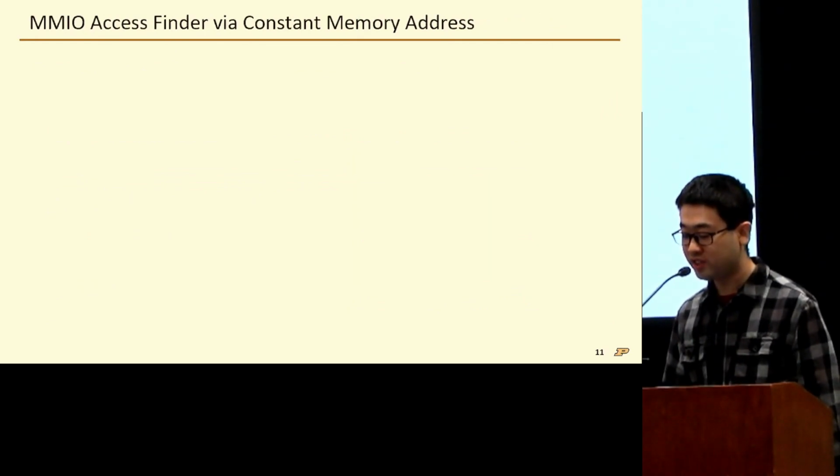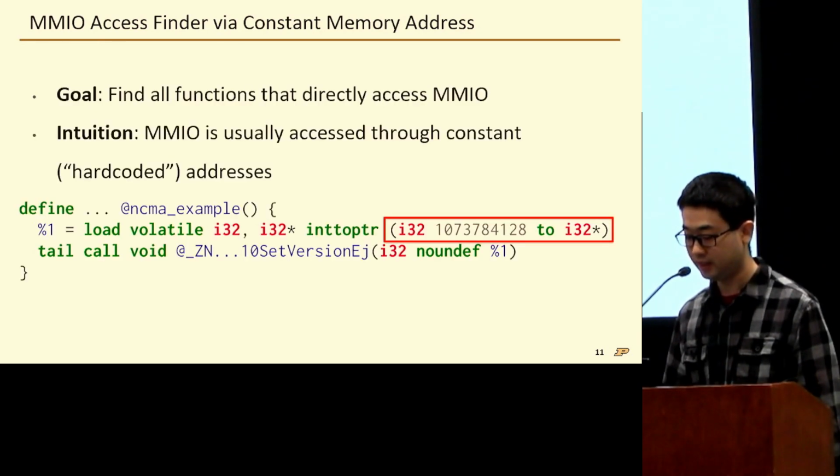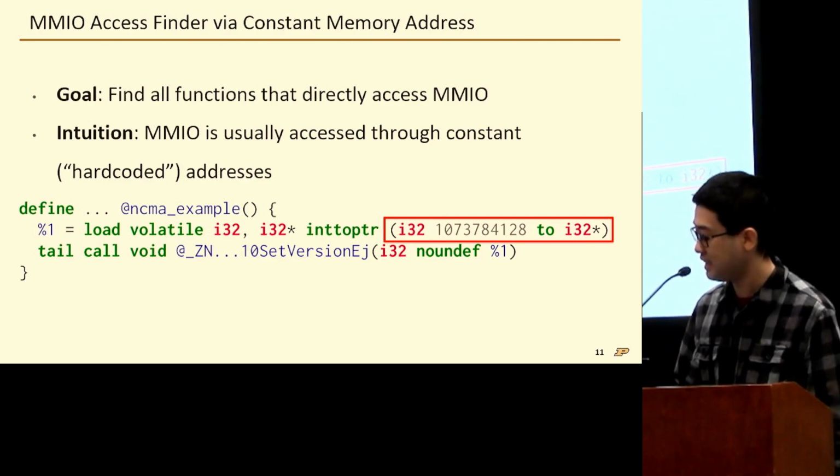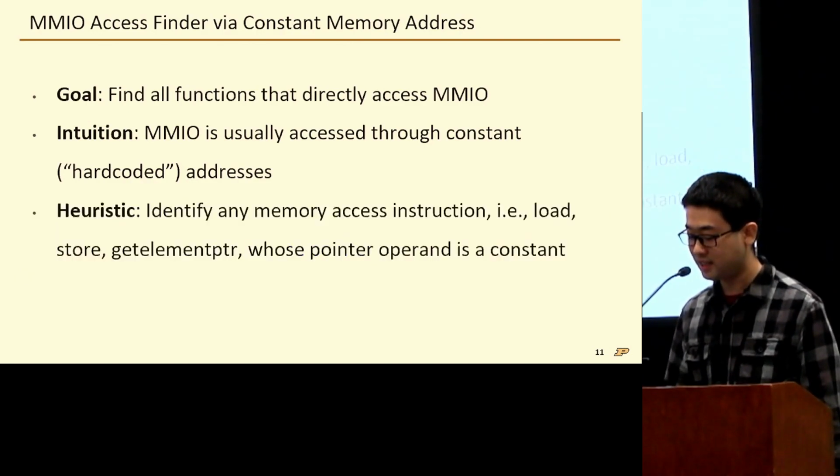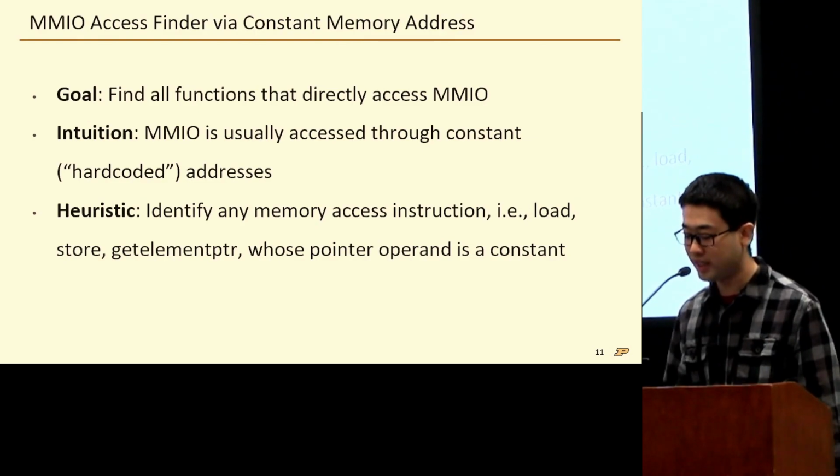After generating the LLVM IR, we want to find all MMIO access functions. The intuition is that MMIO is usually accessed through a hard-coded address, as shown in this example. Thus, the heuristic is that we can identify MMIO access by identifying any memory access instructions whose pointer operand is a constant.